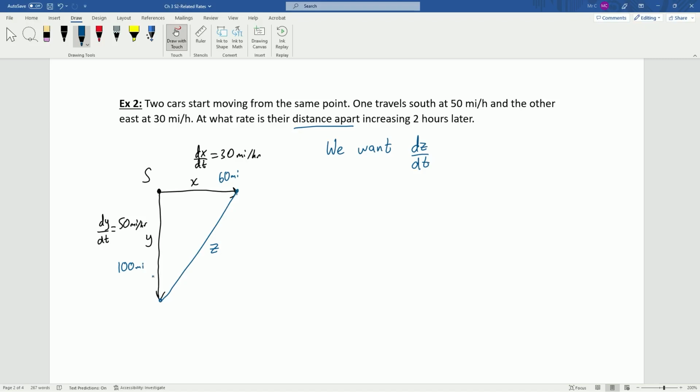Okay, so what have we done? We read the problem. We've drawn a picture. We've come up with notation. We've labeled our picture. Now we need to find an equation to relate our components, but this is a right triangle, right? One of these was heading south, the other was heading east. It's a right triangle, and so we know that z squared will equal x squared plus y squared.